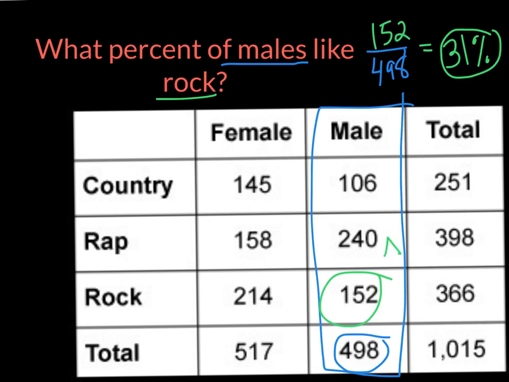The greatest percent we can tell is going to be 240 because that's the highest number in the male category. So the greatest percentage of males like rap. For females, if we look at the female column, the greatest amount of females liked rock.